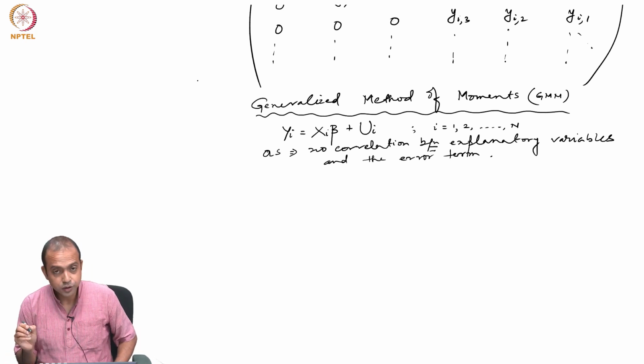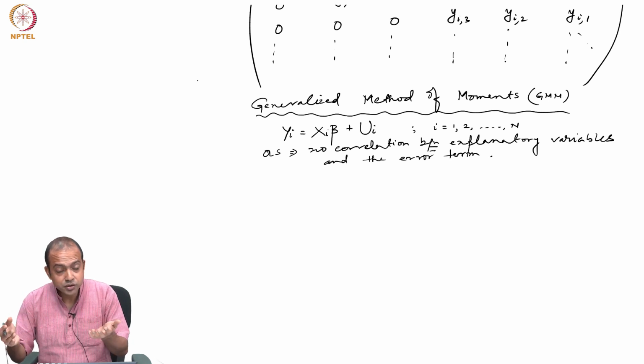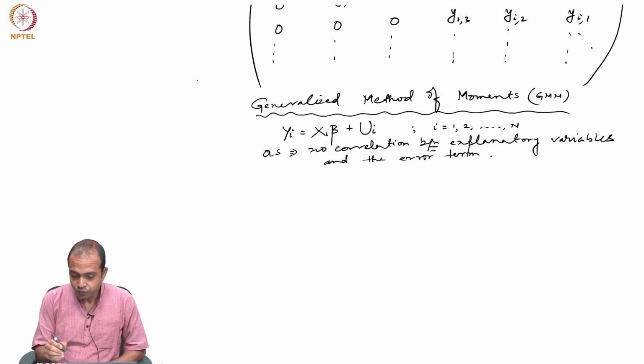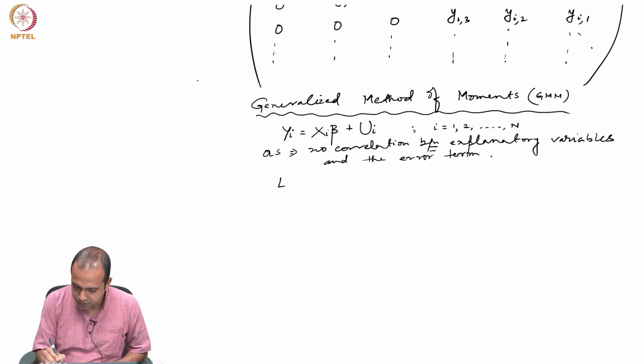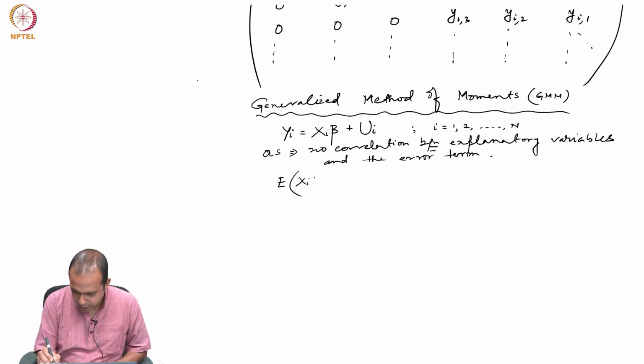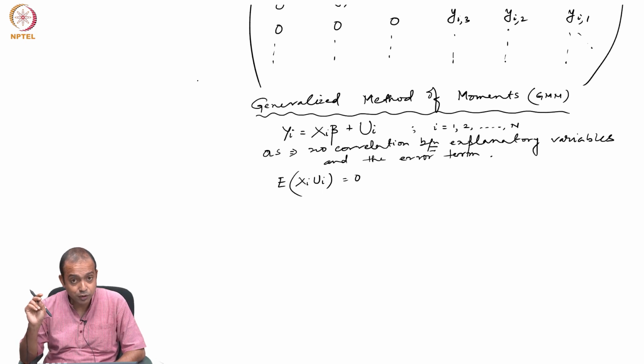This is the assumption, okay? And if this assumption is violated, then we say that OLS estimates will no longer be consistent. So basically this means expectation of xi ui equals 0. No correlation between explanatory variable and the error term indicates expectation xi ui equals 0. This is also called a population moment condition.